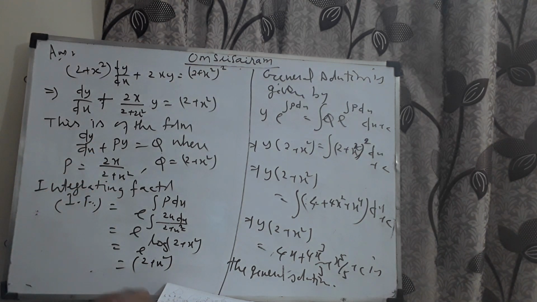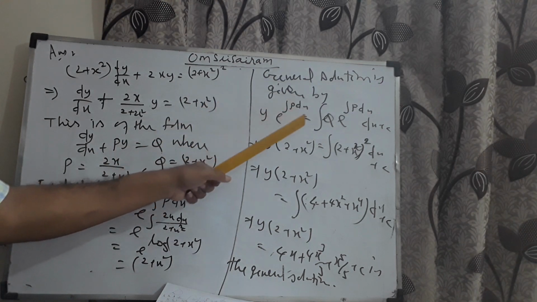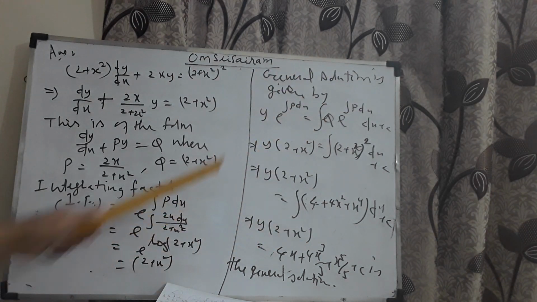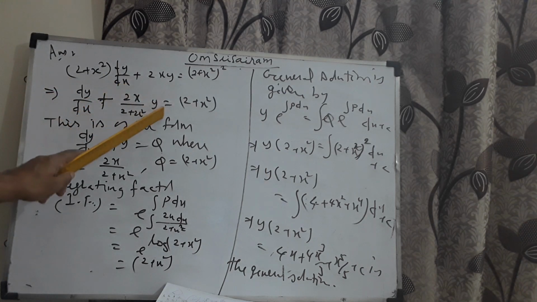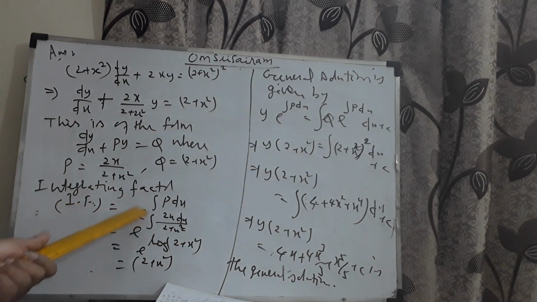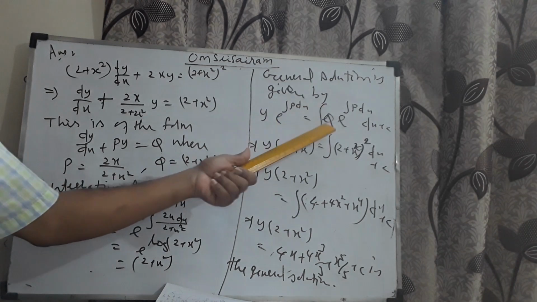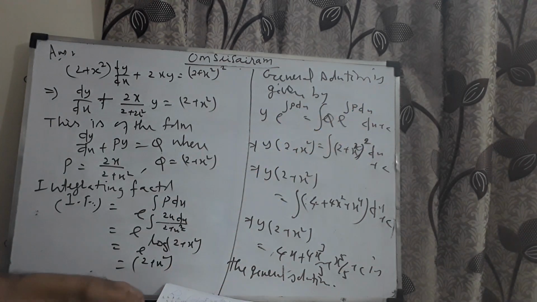You should anyway remember, if it is in the form dx by dy plus px equal to q, the integrating factor will be e power integral p dy. And your solution will be x e power integral p dy equal to integral q e power integral p dy dy plus c. Everything will be in terms of y here. I repeat, if the equation is in the form dx by dy plus px is equal to q, then the integrating factor will be e power integral p dy, and the solution will be x e power integral p dy is equal to integral q e power integral p dy dy plus c. X and y places get interchanged.